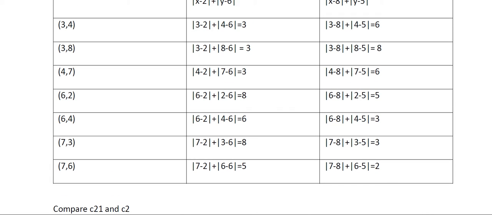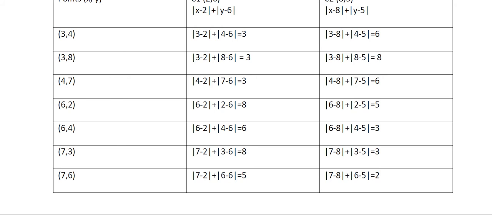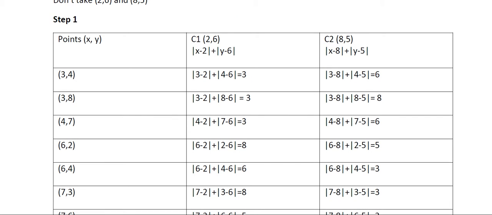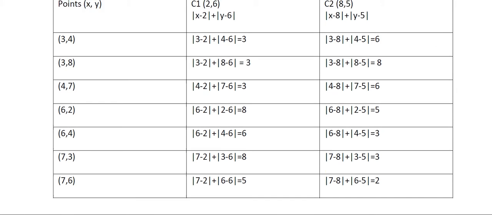And after that we have to compare our C1 and C2. That is our second step. Here for C1 I got 3 and for C2 I got 6, so I have to compare. In this we have to take the least value. What is the least value? For C1, only 3 is the least value. Between 3 and 8, what is the least value? 3. Between 3 and 6, what is the least value? 3. So like that we have to find it for every point.